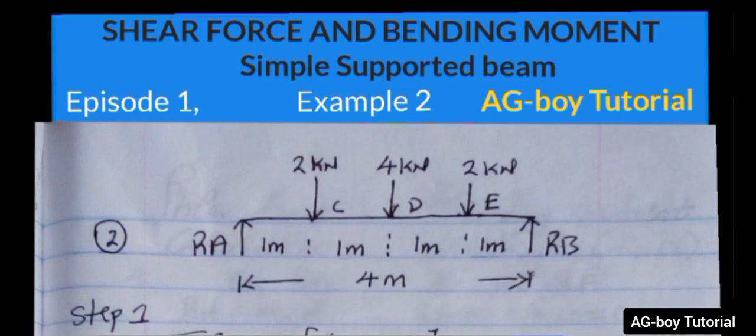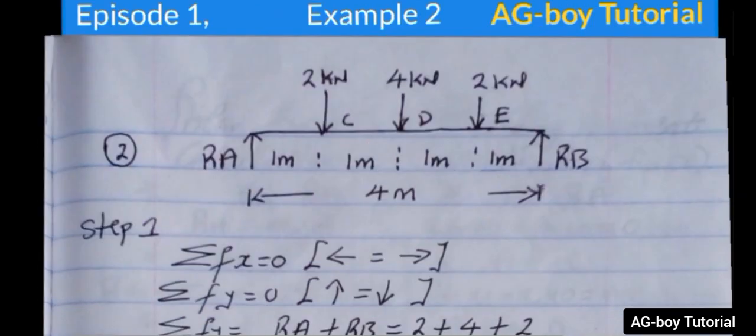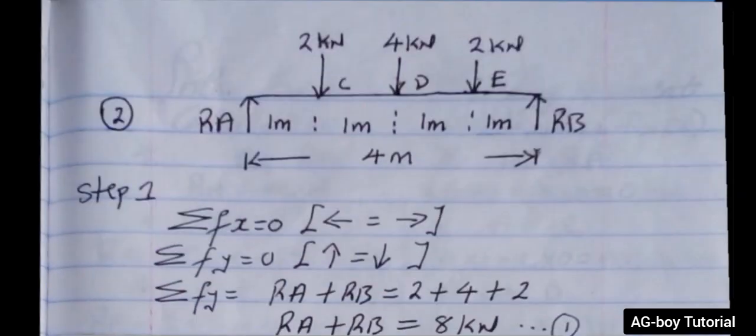So this is number 2 example, and this is the diagram, the problem we are about to solve. So step 1 of it, we have sum of forces at x, which is the left hand equals to the right hand, and here we don't have any x direction force here, so we leave it blank like that.